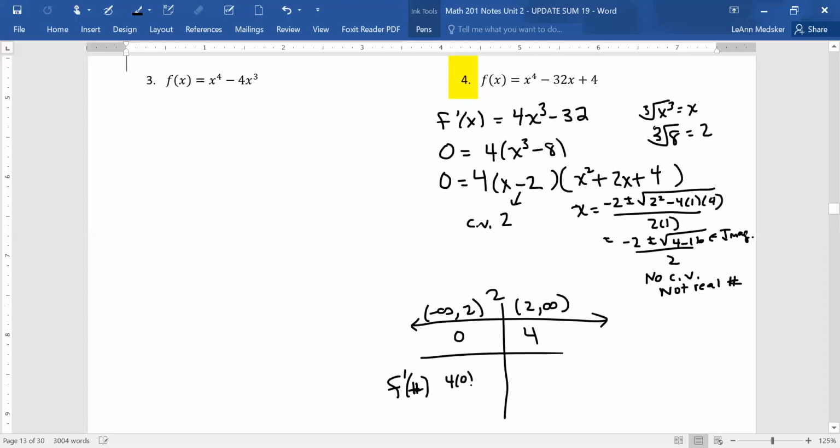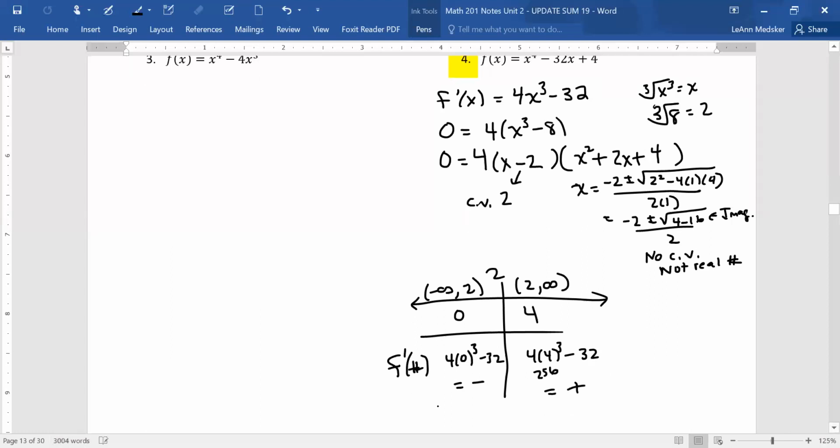So 4 times 0 cubed minus 32 is going to be a negative. And 4 times 4 cubed minus 32, that's going to be 64 times another 4, which I don't know off the top of my head. So 64 times 4 is 256 right there. So minus 32 will definitely be positive. So this means that we are decreasing on this region and increasing on this region, because remember that's representing the slope of the tangent lines being either negative slope or positive slope.